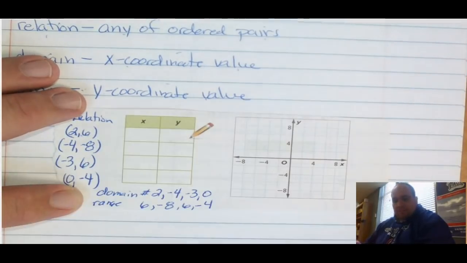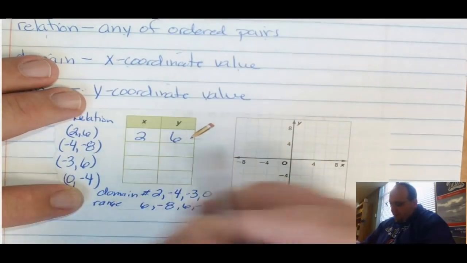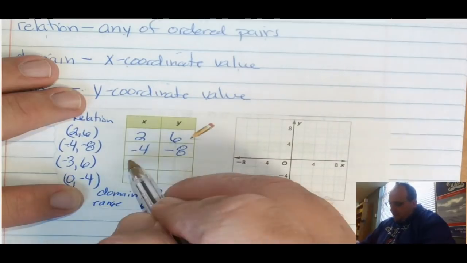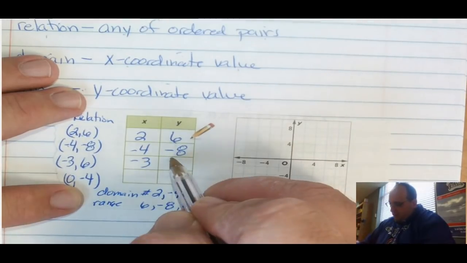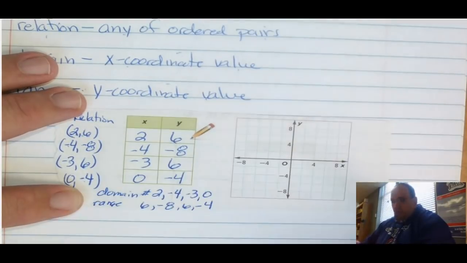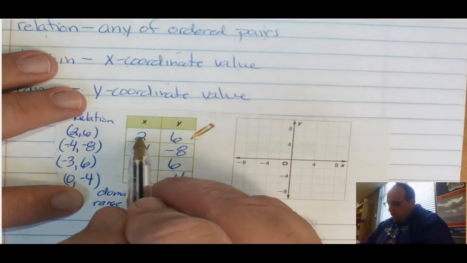Okay, so I'm going to go ahead and take these coordinates of the domain and range, and I'm going to place them on a table. So 2 is my x value, 6 is my y value. -4 is my x value, -8 is my y value. -3 is my x value, 6 is my y value. 0 is my x value, -4 is my y value. All right. Next, I'm going to go ahead and graph them and put them on the coordinate plane.